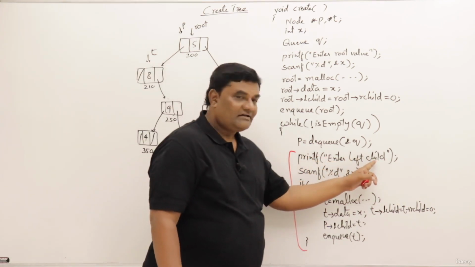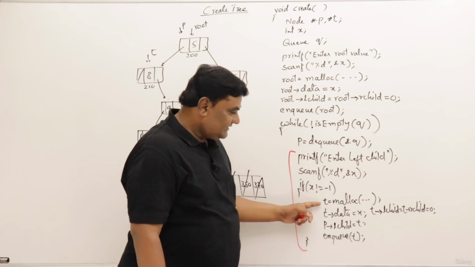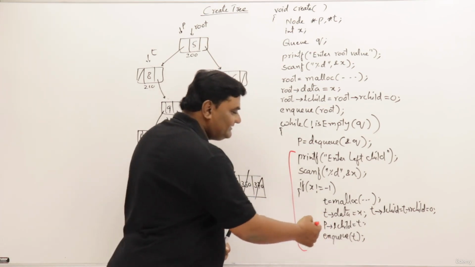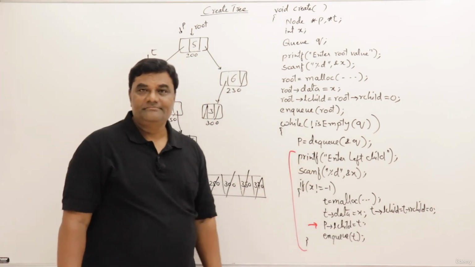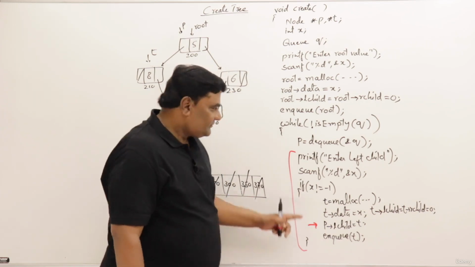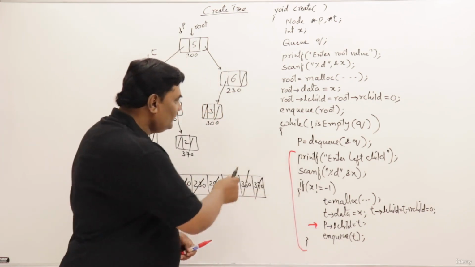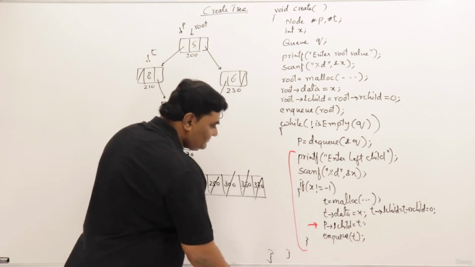Printf enter right child, take the value. If it is not equal to -1, then create a node, and this line will change. Instead of p's left child, I should write p's right child. All the other steps are the same. There is no space, so I cannot continue here. I should write all these things once again for the right child also. Then close the while loop and close the function.